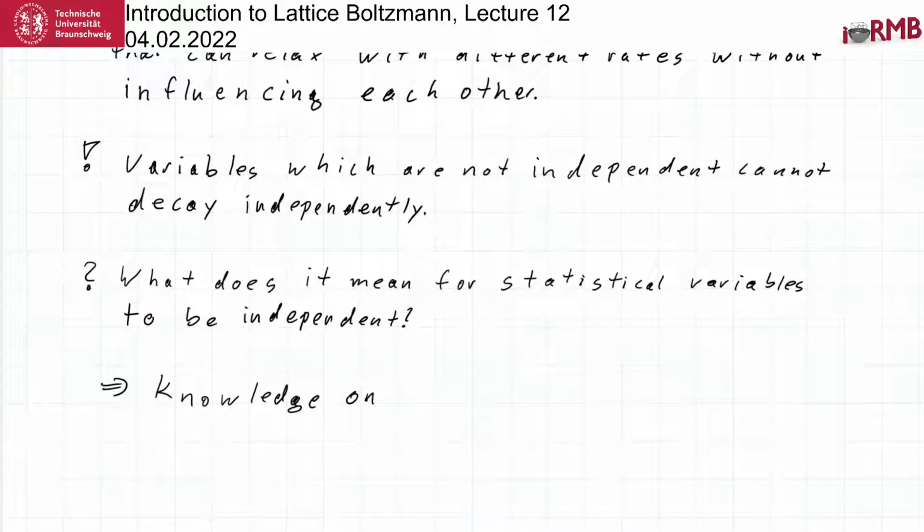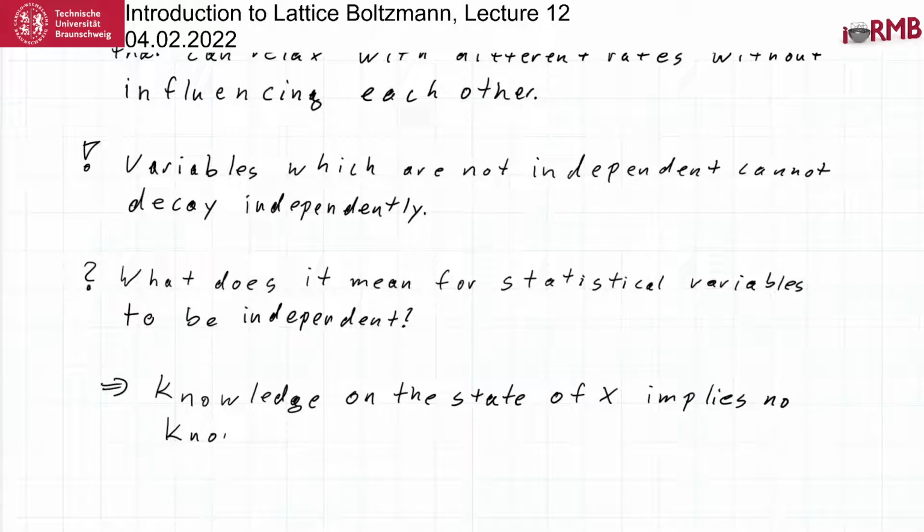So knowledge on the state of, say, X implies no knowledge on the state of Y. Suppose I throw two dice and I tell you the first die got 3, and you should tell me from this information what the second die gave. Of course you don't know, because these two dice are independent.